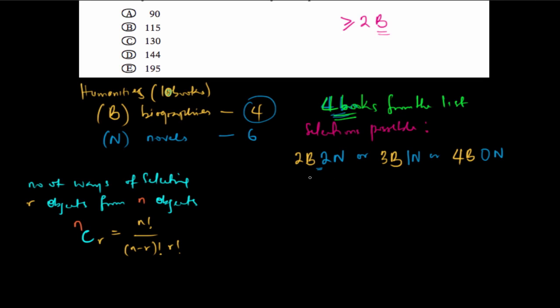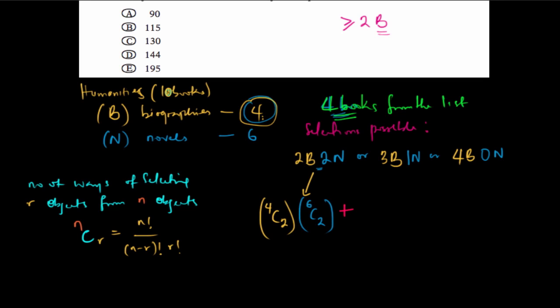So what I have here is the number of ways of selecting 2 biographies from 4, because the total number of biographies I have is 4. So the number of ways of selecting 2 biographies from 4 according to this formula is going to be 4 combination 2, then times the number of ways of selecting 2 novels from 6. 2 from 6 is going to be 6 combination 2. Now anywhere you see or, you replace it with the plus sign.